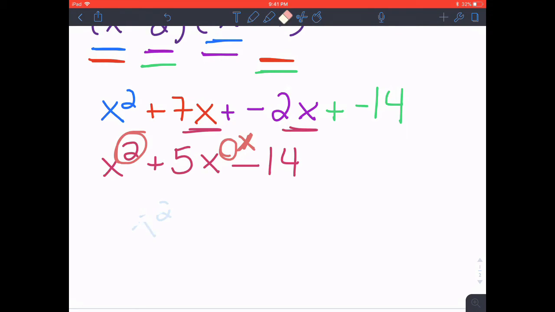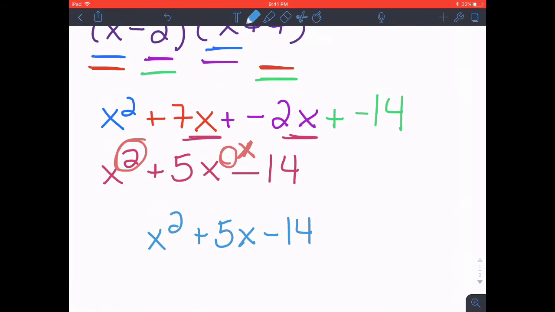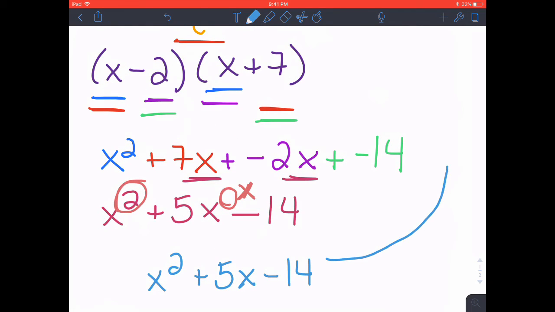So this is basically how you do FOILing in general. You multiply the first terms in each set of parentheses, the outer terms overall, the inner terms overall, and then the last terms in each set of parentheses. And then you add each of these multiplication results to each other, whether they're positive or negative, so they keep their sign. And yeah, so this is how you expand two sets of parentheses that you're multiplying times each other with variables.